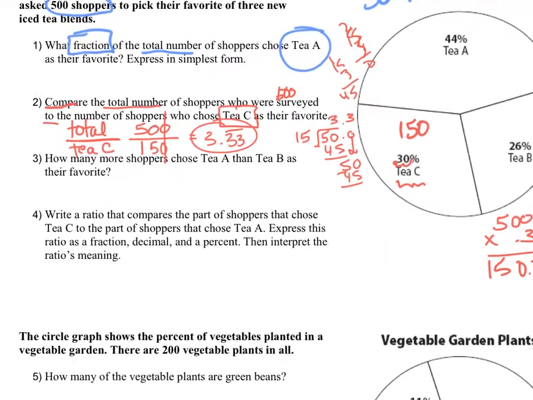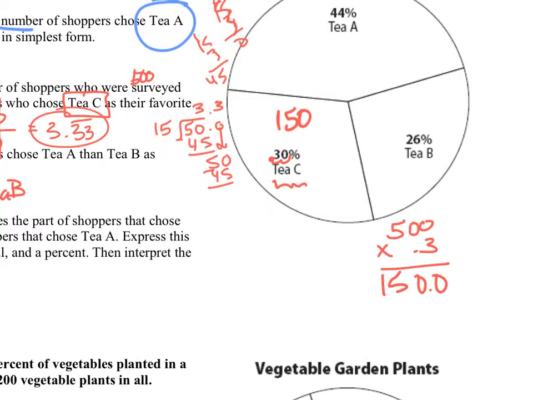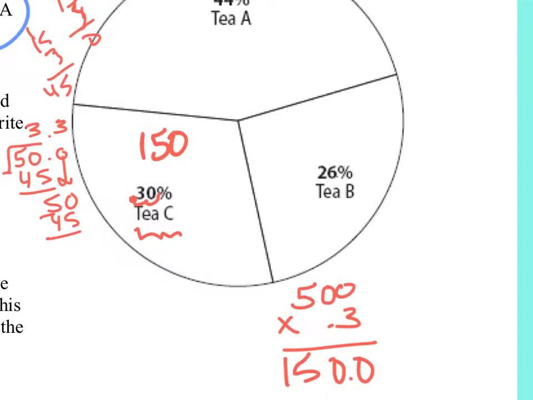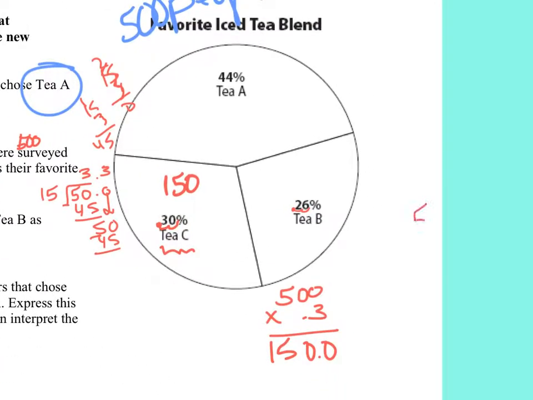How many more, on number 3, how many more, what does that tell us? Subtract. We're going to end up subtracting. How many more shoppers chose TA? So we're going to subtract team A. We're going to say TA minus TB. How many more shoppers chose TA than TB as their favorite? So I know 220 people chose TA, but let's figure out how many chose TB. So again, turn that percent into a decimal, 0.26, and multiply it by 500.